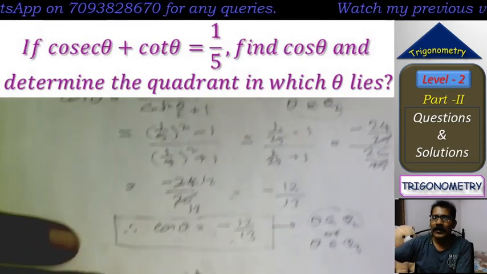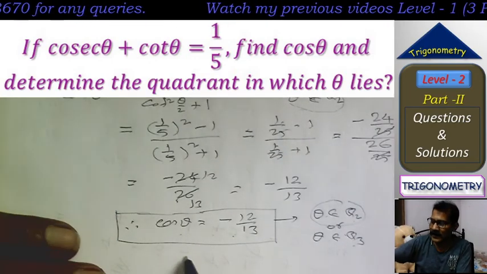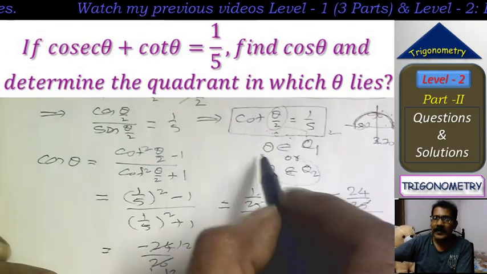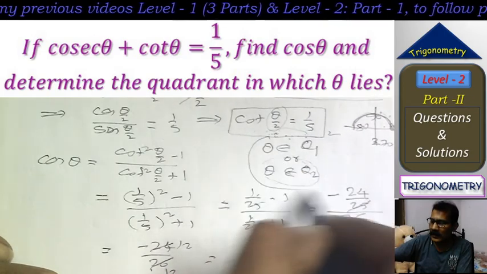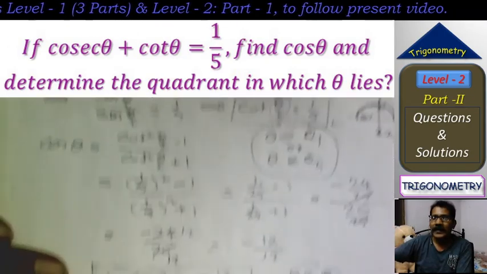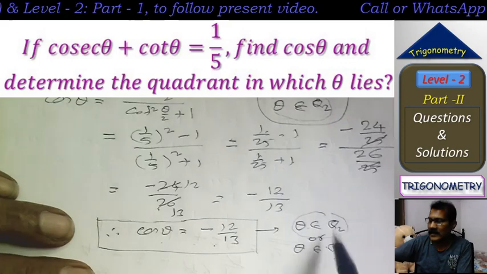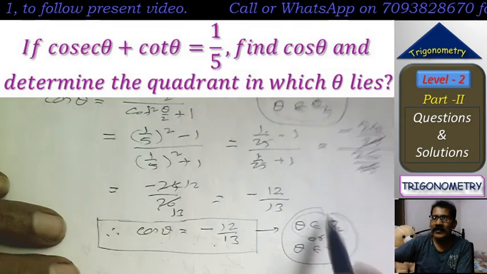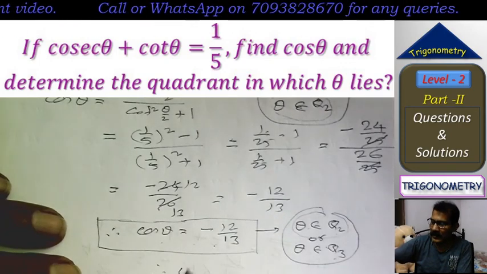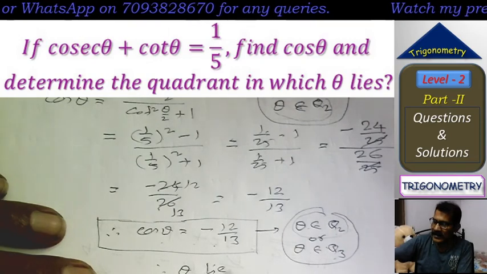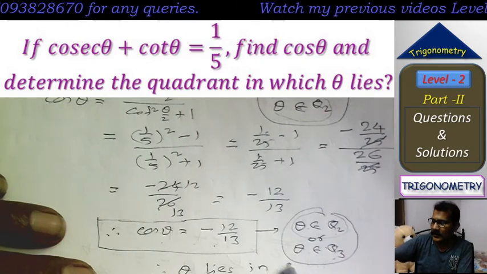So this is the second part of the question. From this part and from this part, we conclude theta belongs to the second quadrant. Therefore, theta lies in quadrant 2.